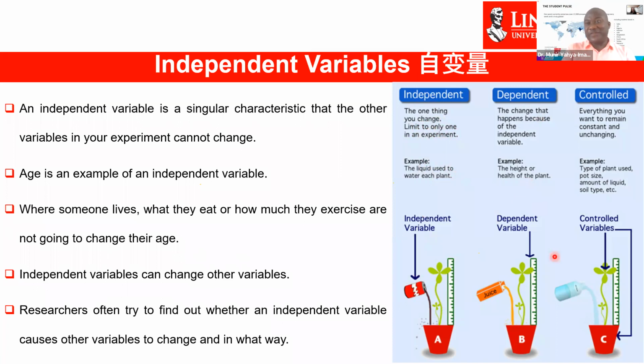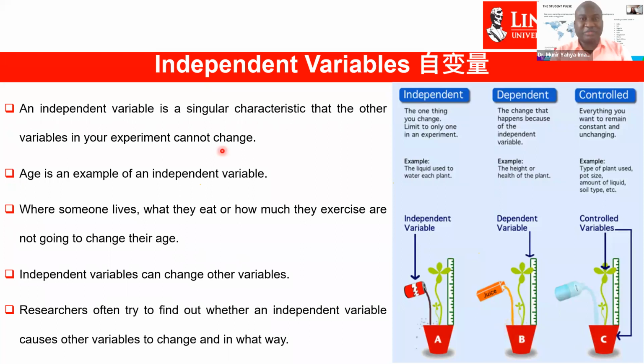Then let's look at the dependent variable, the change that happens because of the independent variable. For example, the height of the plants changes because you watered the plants. So the height of that plant depends on how much water you provide. Then we also have a control variable, that is everything you want to remain constant and unchanged. That can be the pot, the size of the plants used, pot size, amount of liquid or soil type. All this can be known as control variables.